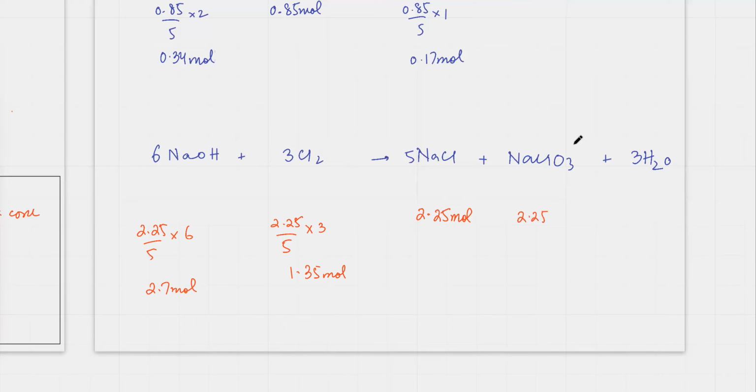0.45. Into 1, that's 0.45 moles. And then the last one, that's 2.25 divided by 5 into 1, and you can use any ratios. Like if you know the moles of this one, 1.35 divided by 3 into 3. So it's going to be the same thing.